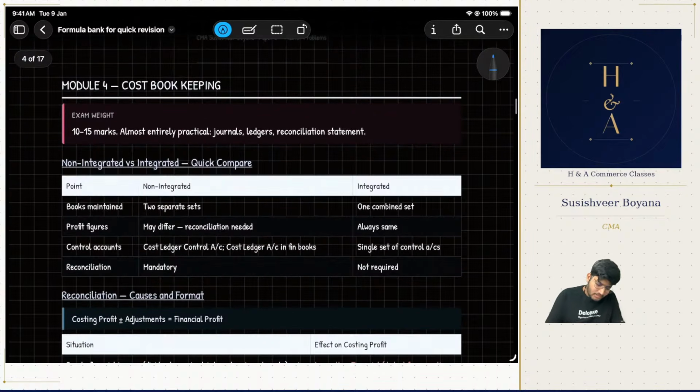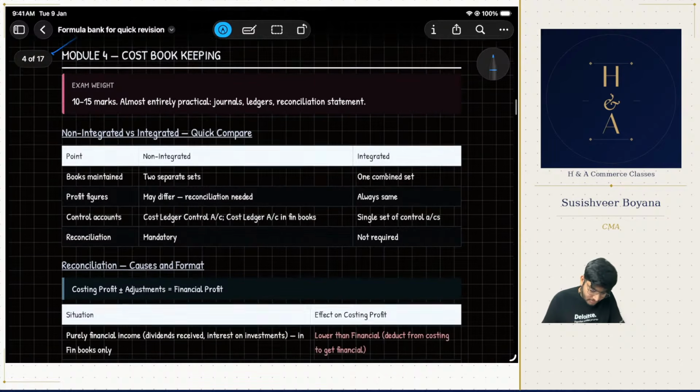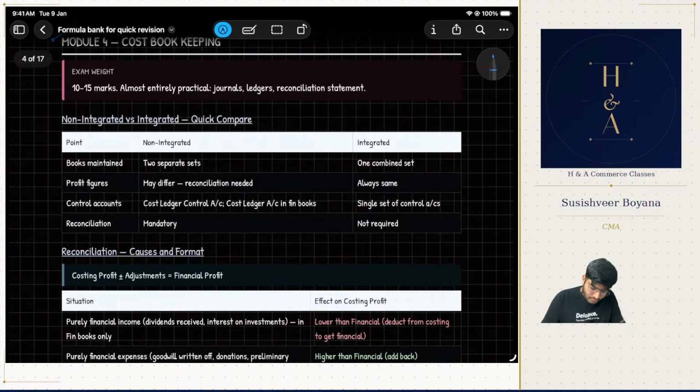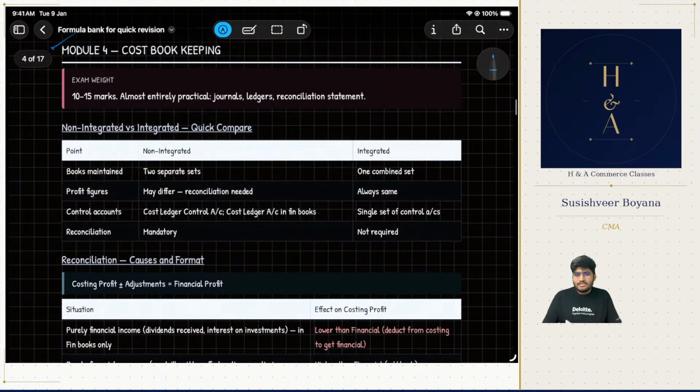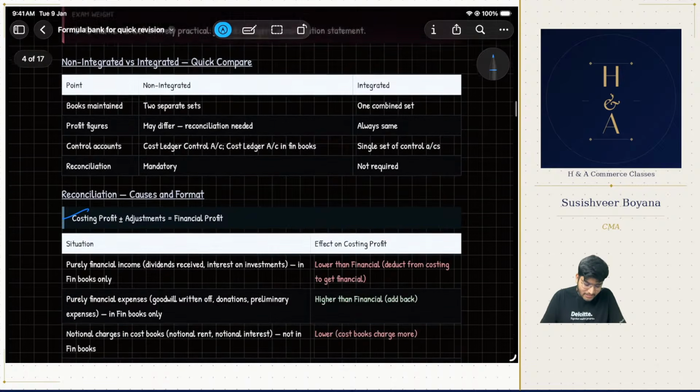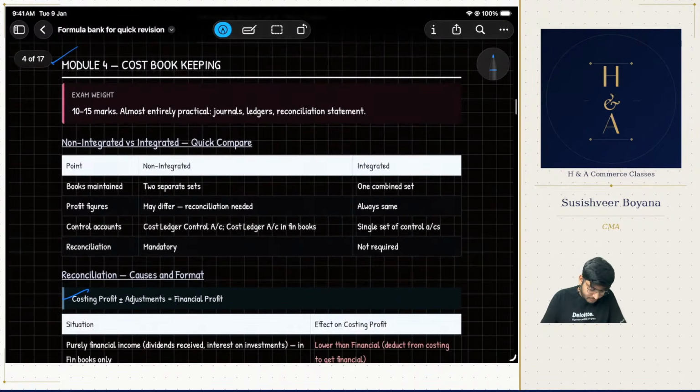So a very scoring part, like module 4, is a beautiful chapter. Pretty easy. You just have to do a lot of reconciliations if they ask for it. It is going to be pretty easy. It is similar to BRS, so for anyone who struggles with BRS, you don't have to worry. You're not going to struggle with costing and financial profit analysis over here.